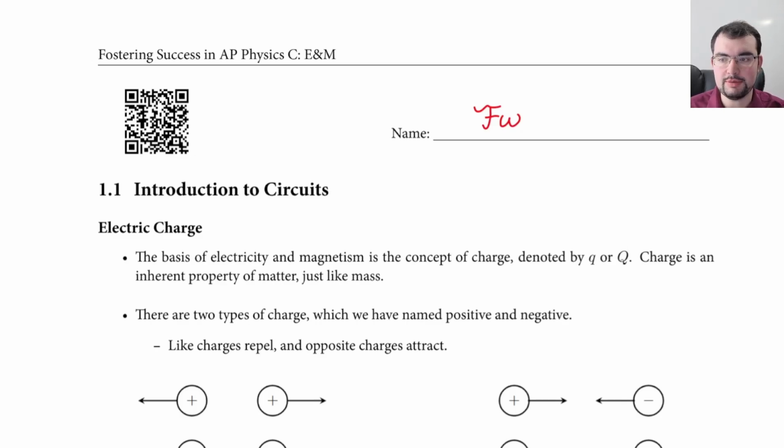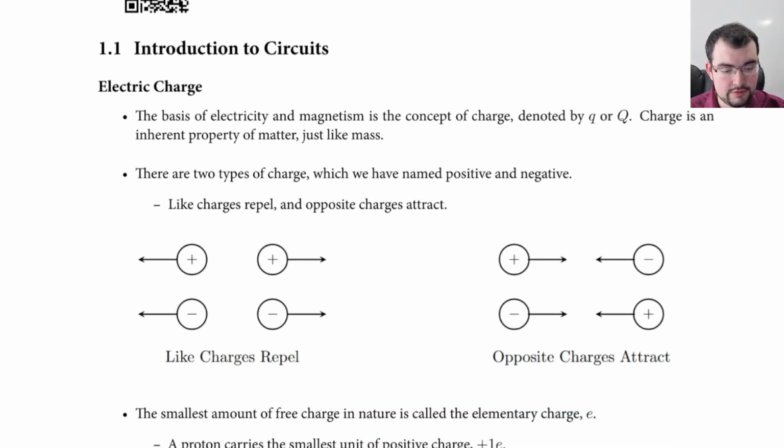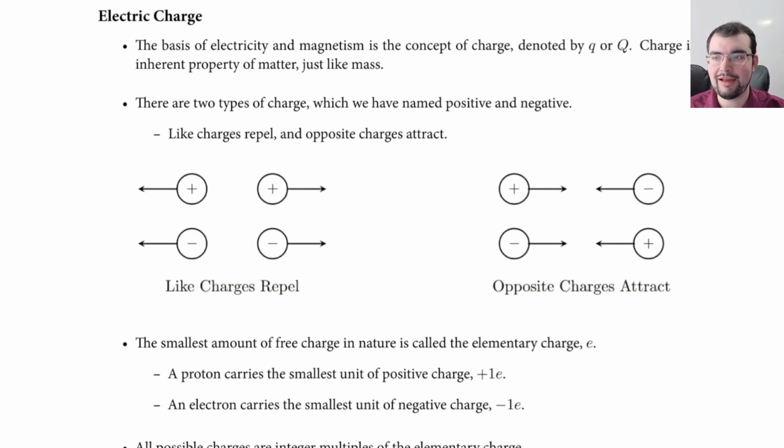All right, let's do some E&M. So we're going to start just by introducing the concept of electric charge and show how that can be used in a circuit. So all of E&M is based on this concept of electric charge, which is denoted by either a capital or lowercase q, and this is just a property of matter like mass. So we just will accept that there's this quantity called charge that particles have.